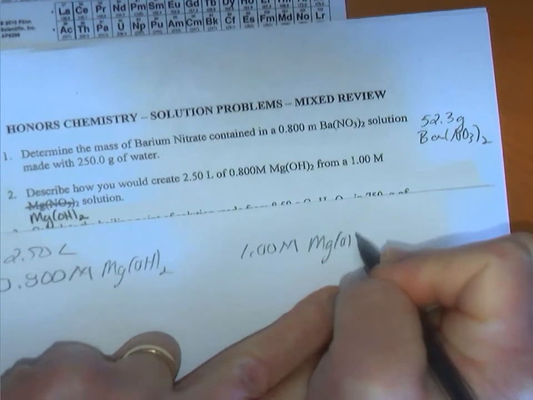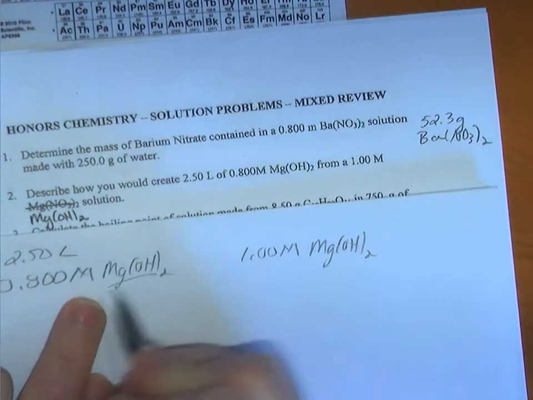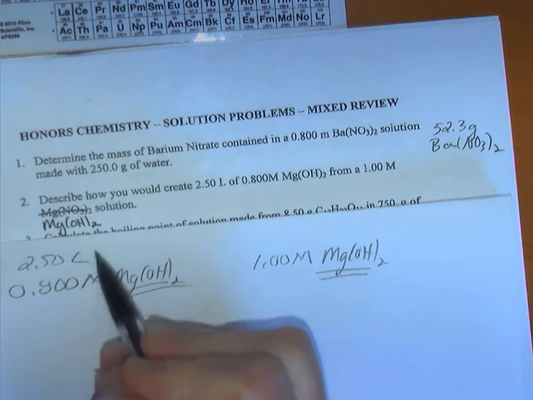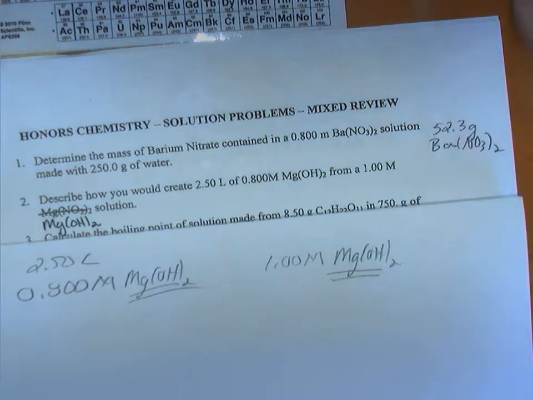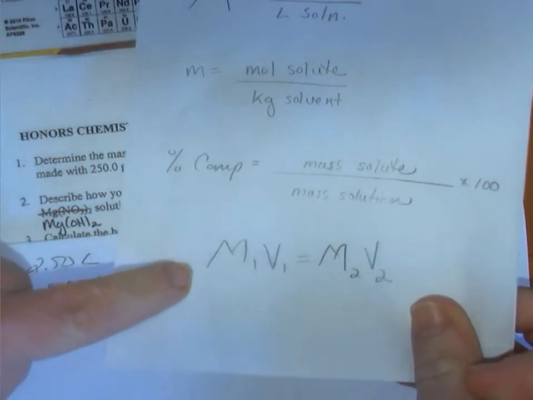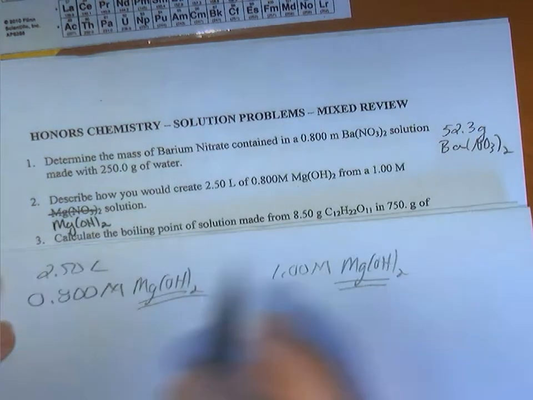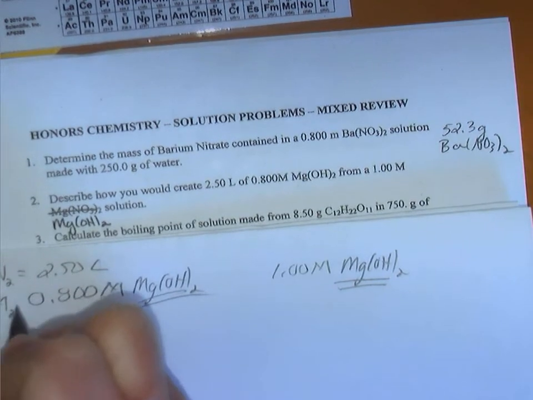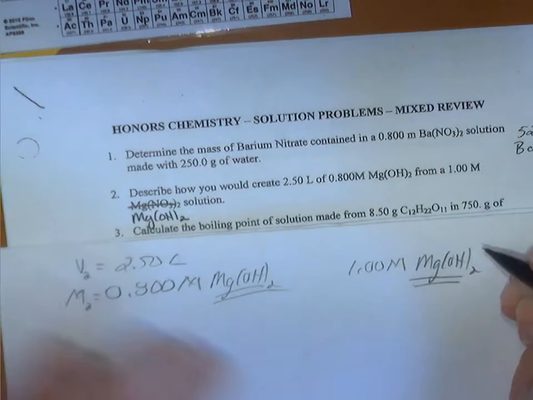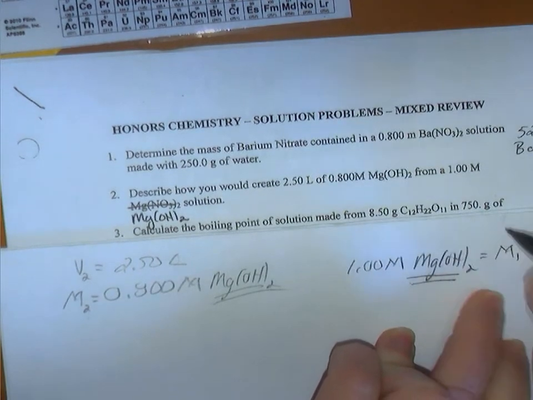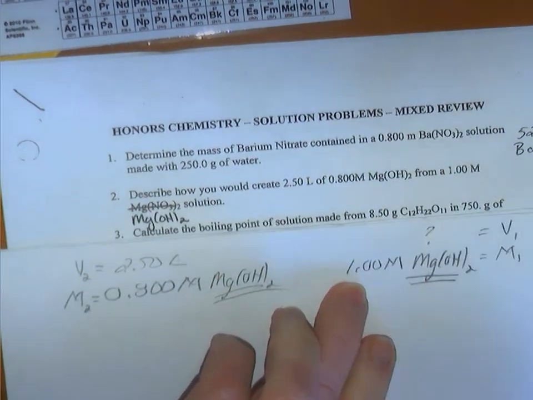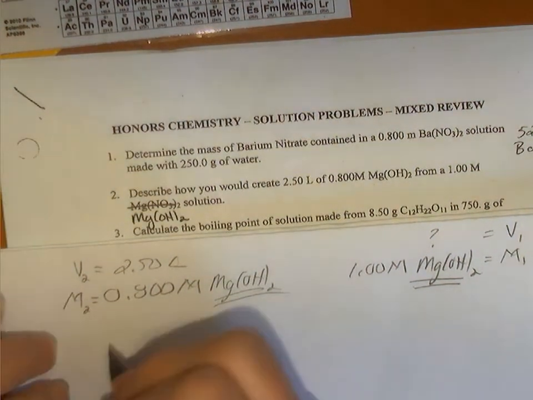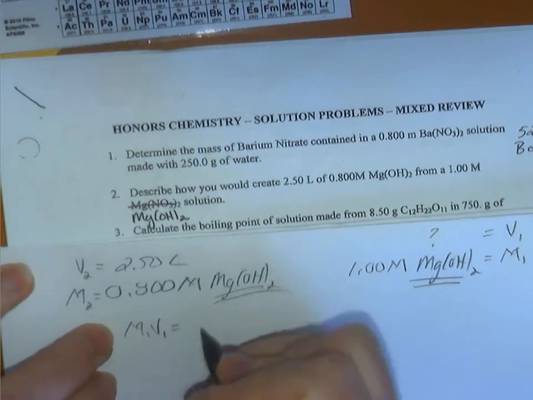So here's where we have the same solute. So this is what I'm trying to make. So because I'm trying to make it, I'm going to go ahead and use my dilution equation, of course, but I'm going to call what I want to make my second. So I'm trying to make this volume of this concentration from this initial concentration. So I'm looking for V1. Now describe how you would create, that's our recipe. Okay, so M1V1 equals M2V2.